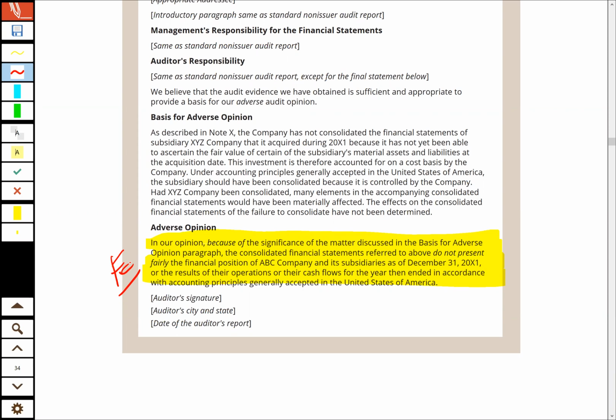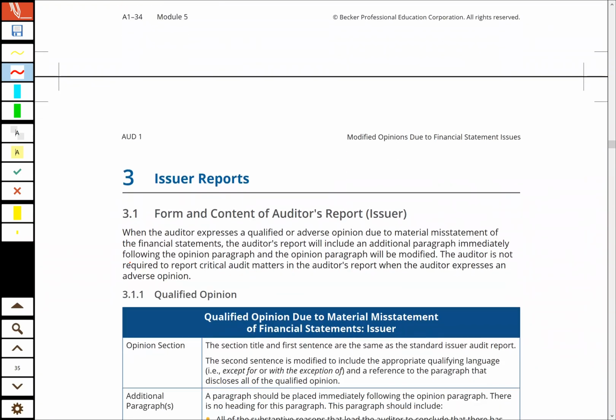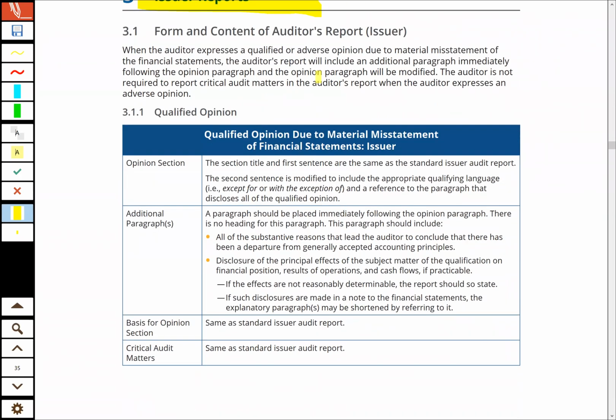Okay, good. Let's go over then, and let's take a look at issuers. And issuers now, what happens when it is a qualified report? Let's go ahead and flashcard the structure.